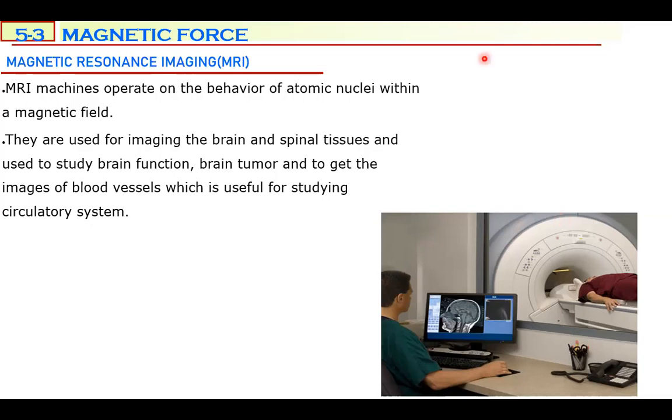They are used for imaging the brain. As you see, you can get a very clear image of the brain and the spinal tissues. They are also used to study brain functions, brain tumors, and to get images of blood vessels, which is useful for studying the circulatory system. We should know where they are used. But how? A strong external magnetic field produced by strong current interacts with the water molecules in the human body, and by this technique we form an image on a screen.